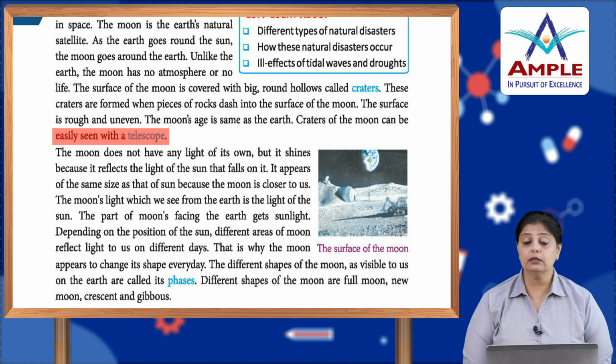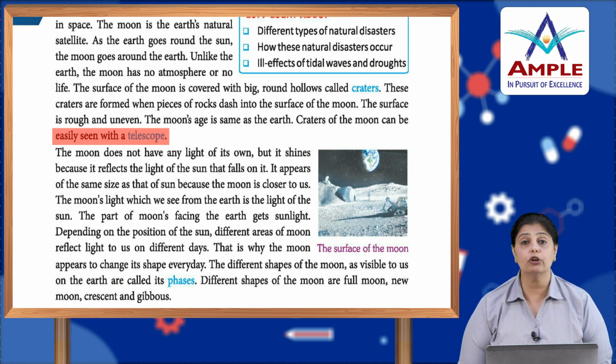Like the way the earth revolves around the sun, the moon goes around the earth. And there is no atmosphere on the moon, there is no life on the moon, it is not possible. But there are certain hollows on the surface of the moon. The surface of the moon is covered with big round hollows. Now, these hollows are known as the craters.